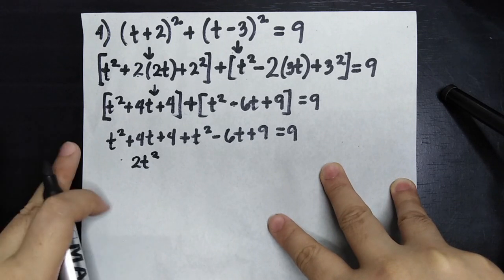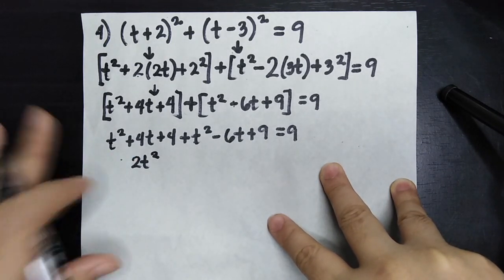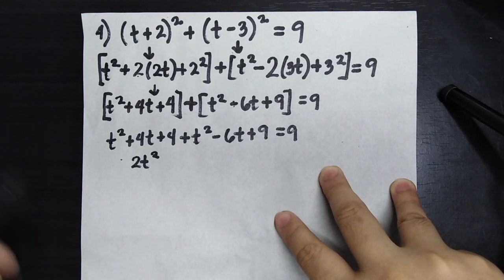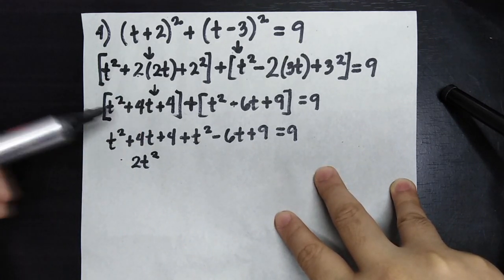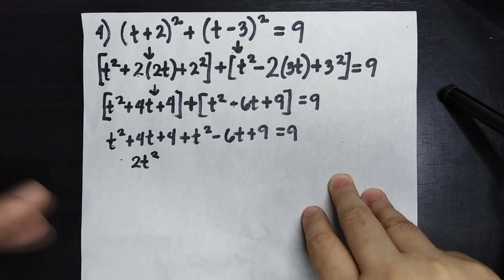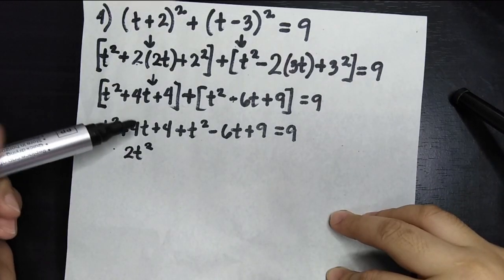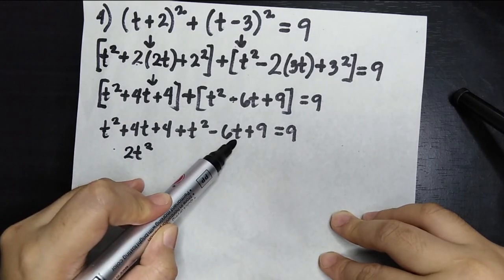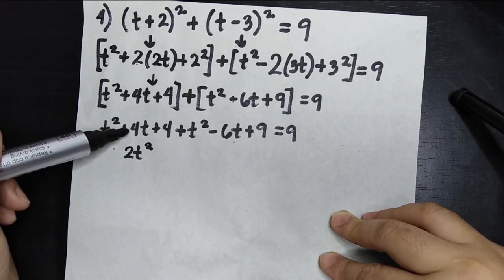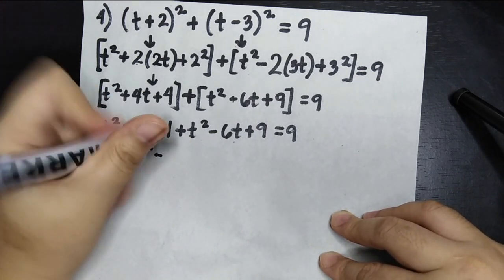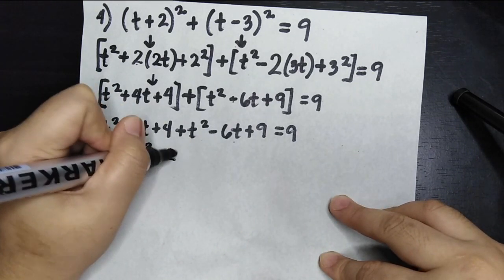Now, for your convenience, pwede namang i-rearrange nyo sila, pagsamahin nyo yung mga like terms para maging madali sa inyo yung pag-combine sa kanila. So, for me, okay na to. Kasi nakikita naman natin, di ba? And for sure, grade 9, alam naman natin kung ano yung like terms. So, the next one is the linear terms. So, 4t and 6t. So, positive 4t minus 6t, the result is negative 2t.